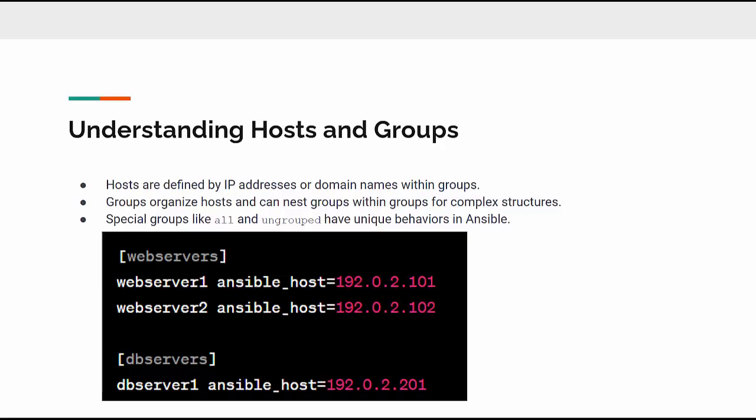So how do we understand hosts and groups? Inside an inventory, hosts are listed by their addresses, and we can group them to make management easier. For example, we might have a group called webservers for our website servers, and another called dbservers for databases. Ansible also has special groups like all for every host or ungrouped for hosts not in a specific group. It's a way to keep everything organized and clear.